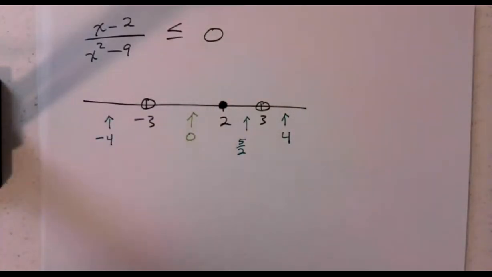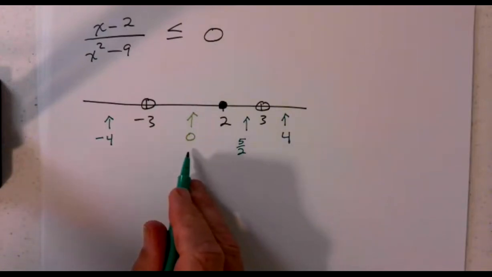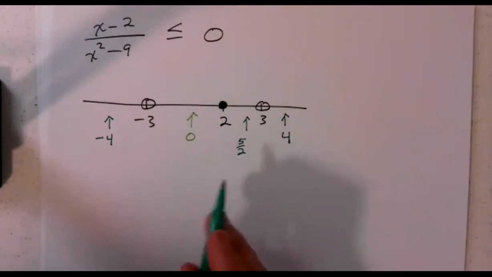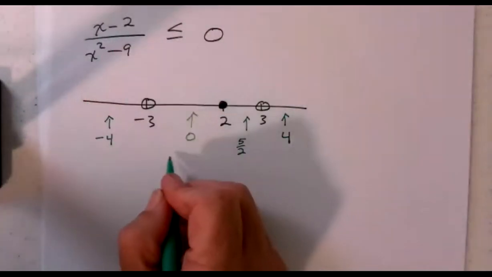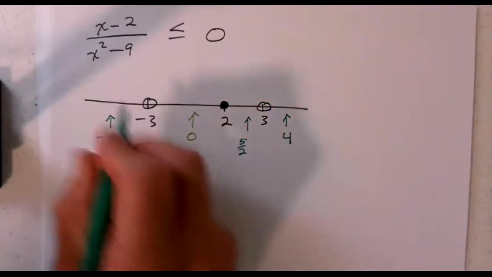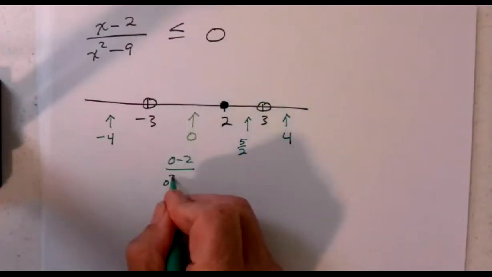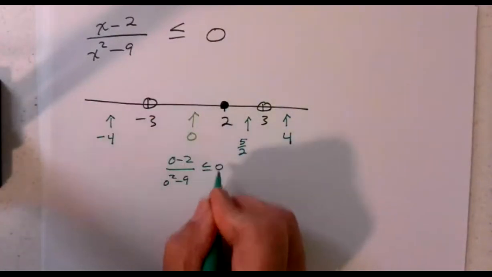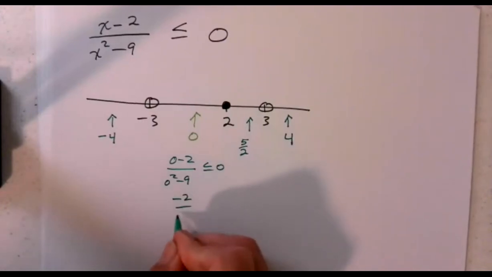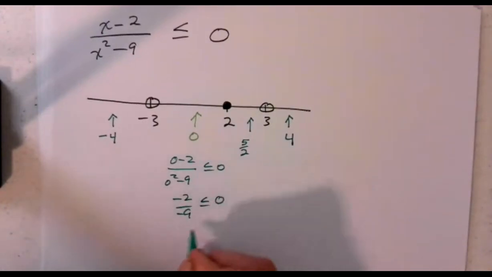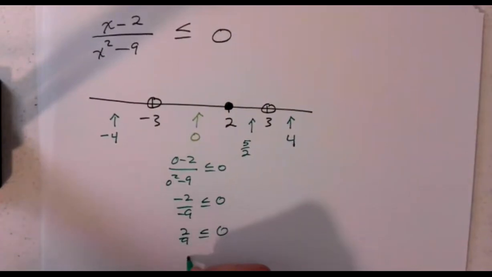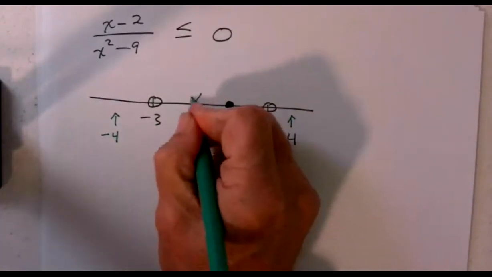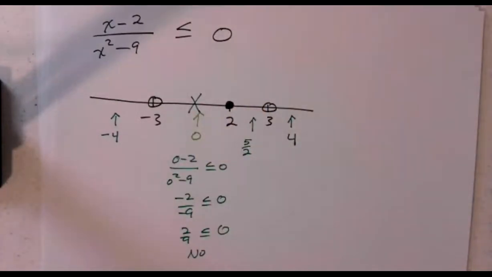Now, I think I'm going to use the graphing calculator to help me do this, but let me go ahead and check 0 myself, because that's relatively easy to do. If I plug in 0, 0 minus 2 over 0 squared minus 9, is that less than or equal to 0? Negative 2 over negative 9, is that less than or equal to 0? Is 2/9 less than or equal to 0? That's no. So I do not shade that interval.